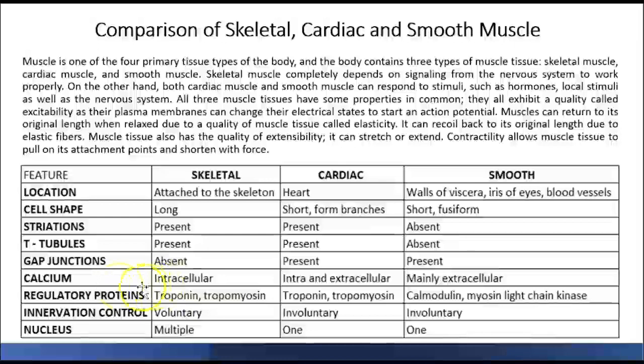The proteins that we have are going to be troponin and tropomyosin in the case of the cardiac. Troponin and tropomyosin also in the skeletal muscle, but in the case of the smooth, those are not present. There we have calmodulin as well as myosin light chain kinase. Innervation, in the case of the skeletal, that's going to be voluntary. However, in the case of the heart, as well as, for example, the muscles in your intestines, those are going to be controlled involuntarily.